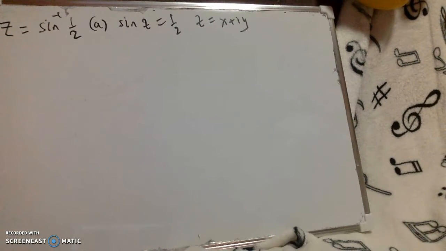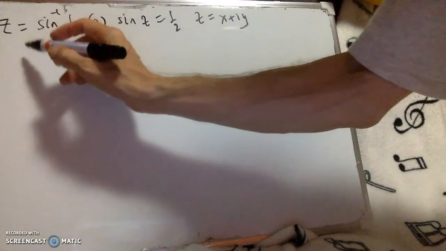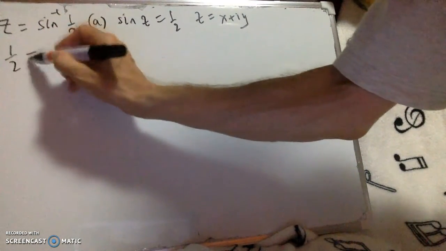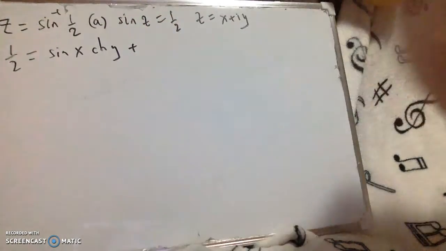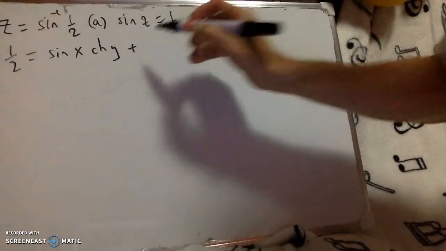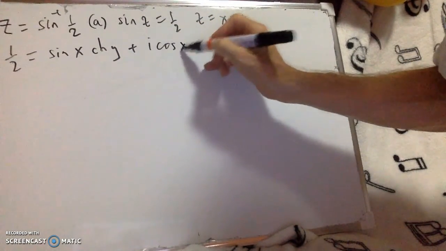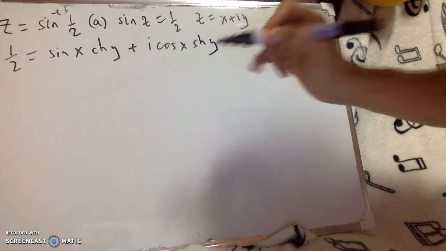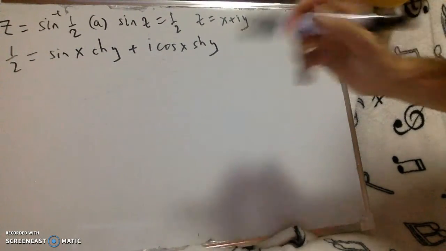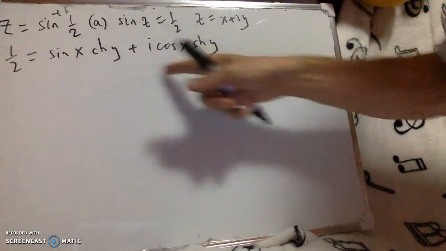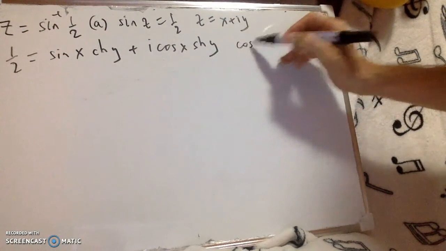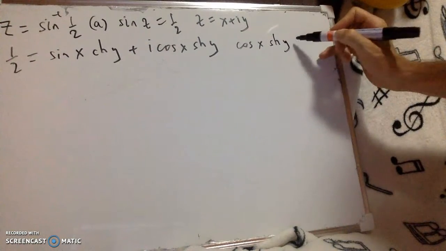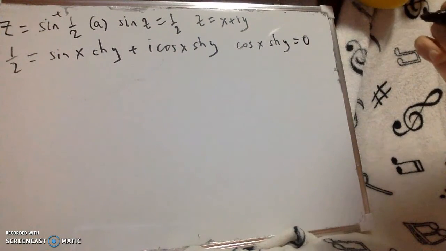So looking at our formula sheet, we've got sine x cos y, so we have 1/2 is equal to sine x cos y plus i cos x sine y. So normally we take real and imaginary parts. We normally look at the part which is 0 first. So we have cos x sine y equals 0.